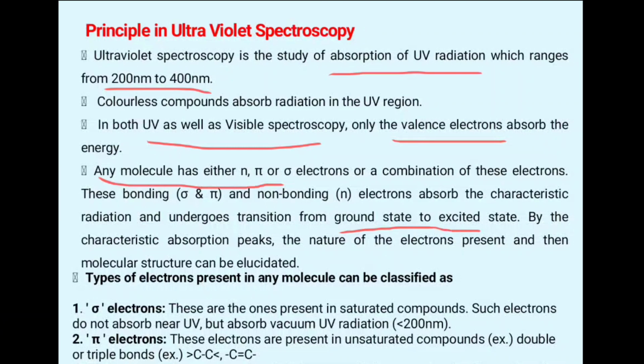Let us see what are the different types of electrons present in any molecule. Types of electrons present in any molecule can be classified as sigma electrons, pi electrons, n electrons. Sigma electrons are the ones present in saturated compounds. Such electrons do not absorb near UV but absorb vacuum UV radiation, that is less than 200 nanometers. Pi electrons are present in unsaturated compounds, for example, double bonds or triple bonds. N electrons are non-bonded electrons which are not involved in any bonding, for example, lone pair of electrons.